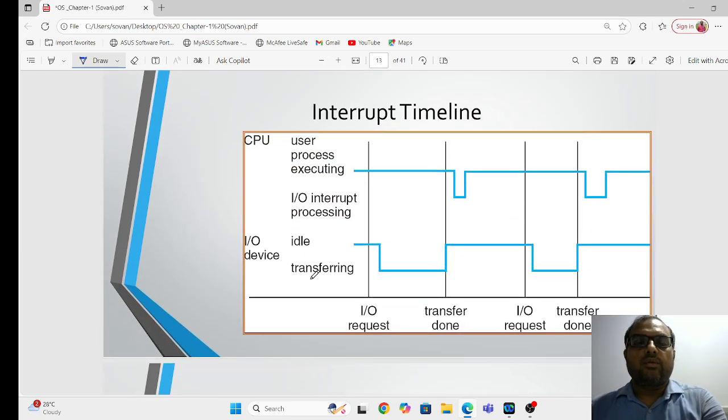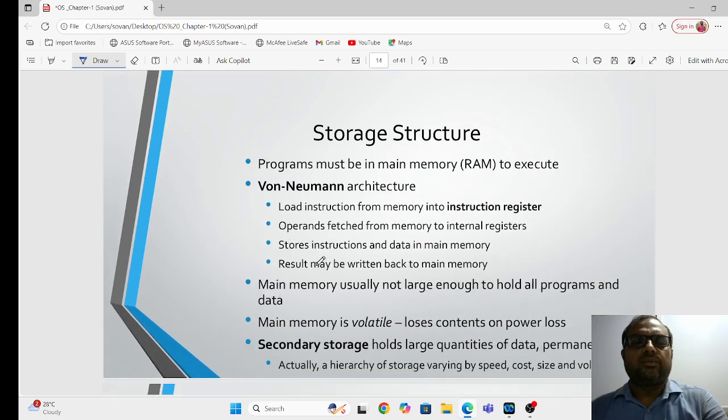Now suppose you check your interrupt timeline. When the CPU is working, the IO or another process will be busy, and then the CPU will release this. This is checked via the interrupt.